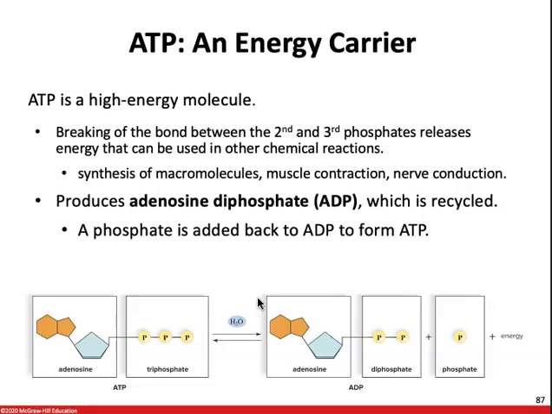ATP is the last molecule of the nucleic acids. ATP is adenosine triphosphate. It's a nucleotide composed of an adenine and a ribose, which together are referred to as adenosine, and 3 phosphate groups.